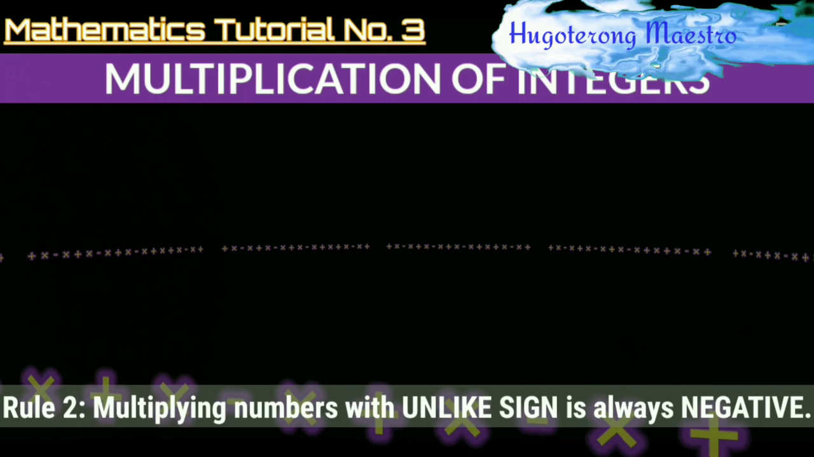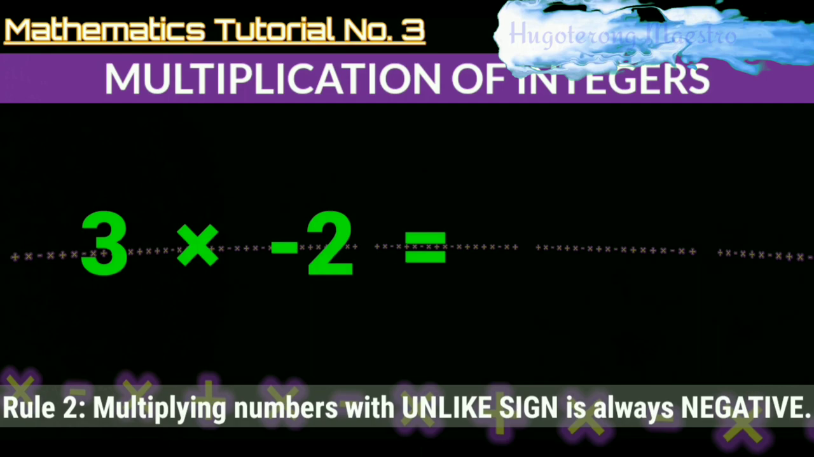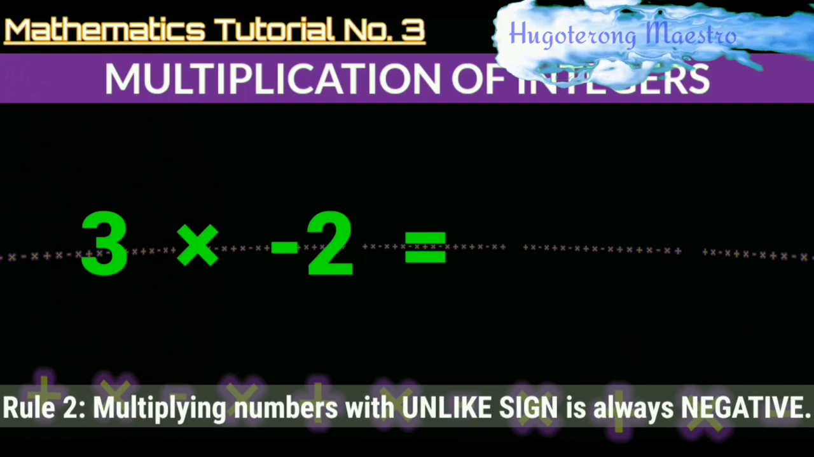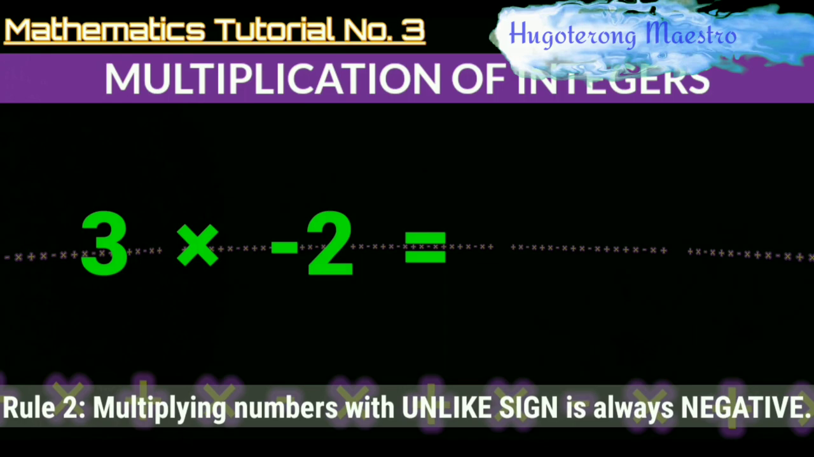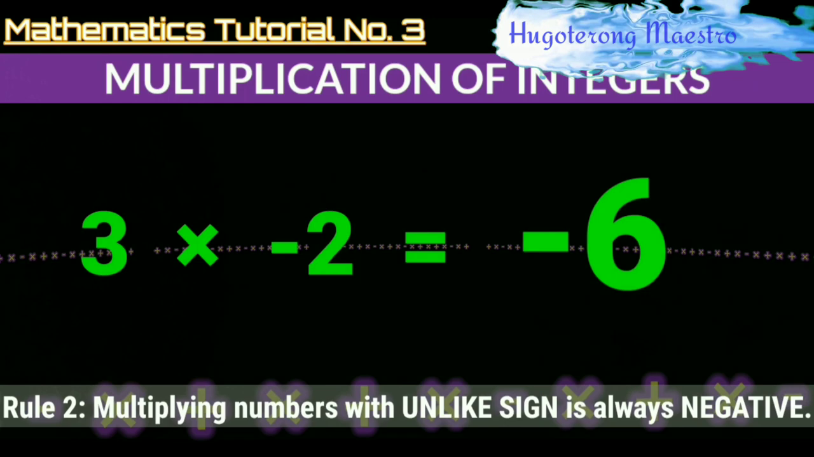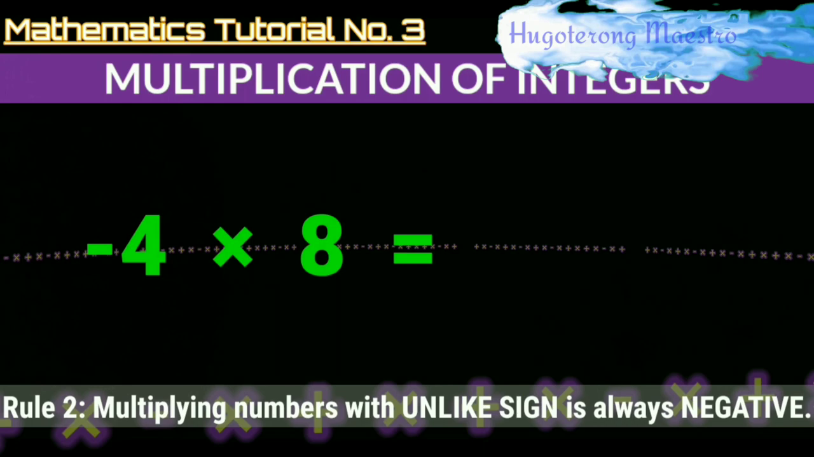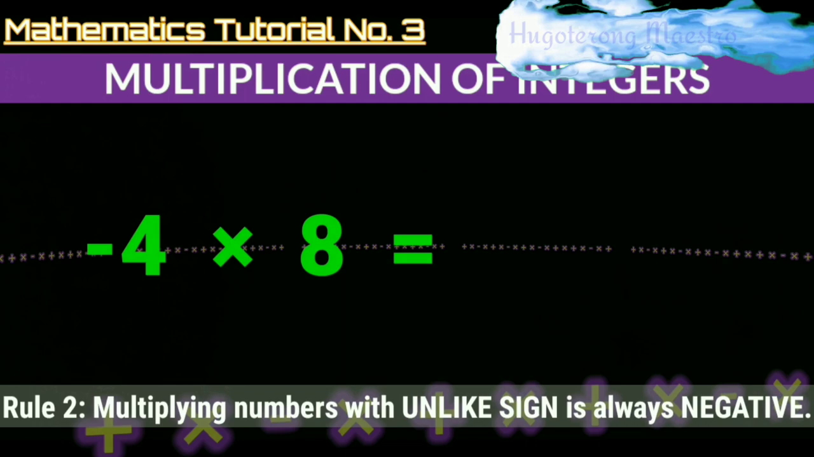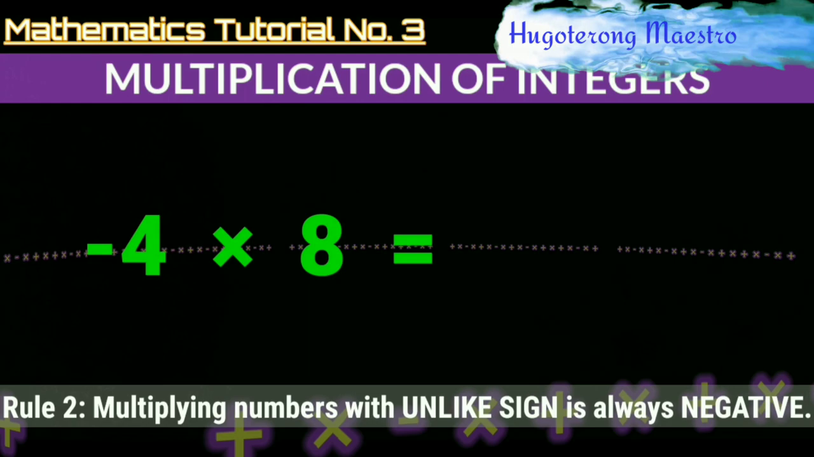Positive 3 times negative 2. So since hindi parehas ang sign nila, ang isa ay positive 3 at ang isa naman ay negative 2, so according to the rule, ang sagot natin dyan ay negative. So, our answer will be negative 6. So, let's take another example. Negative 4 times positive 8. So, since they have unlike sign, hindi parehas ang sign nila, so ang sagot natin dyan ay negative. So, negative 4 times positive 8, ang sagot natin ay negative 32.